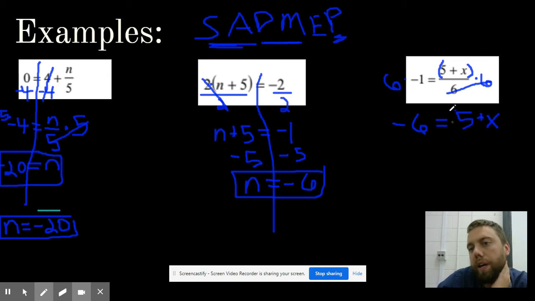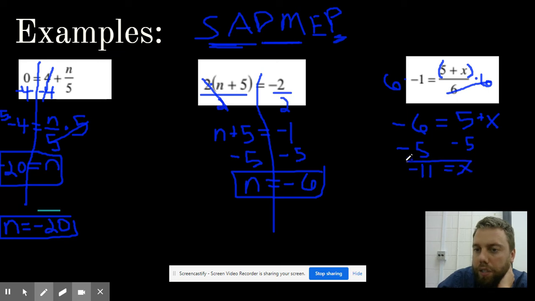Now, we have these parentheses here, but we don't need them anymore because it's not being divided or multiplied. So we can subtract 5, giving us negative 11 equals x. And though this is correct, much like our first problem, we want to get in the habit of writing the variable first.